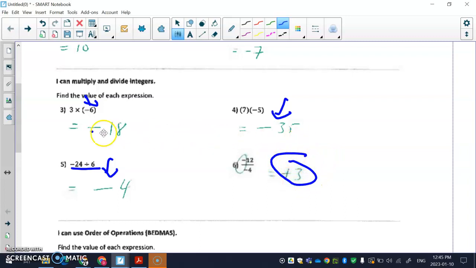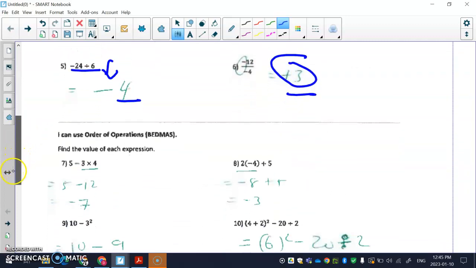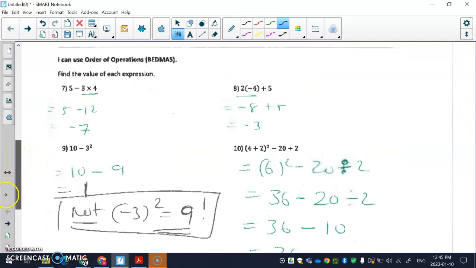What's the number answer? Well, 3 times 6 is 18. 7 times 5 is 35. This division gets you 4. This division gets you 3. And the sign, like we said, was determined by the number of negatives. So hopefully that works. BEDMAS can be confusing.